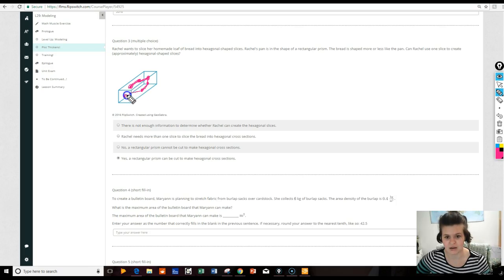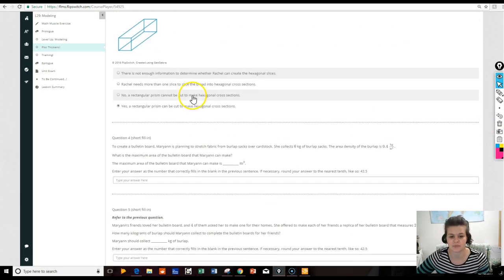The base to this front face is another, and then the front to the side length would be another one. So you would have 1, 2, 3, 4, 5, 6. You could create a 6-sided hexagonal shaped slice. So yes, a rectangular prism can be cut because there are 6 surface areas, so you could connect each surface area and make that cut be a hexagonal shaped slice.